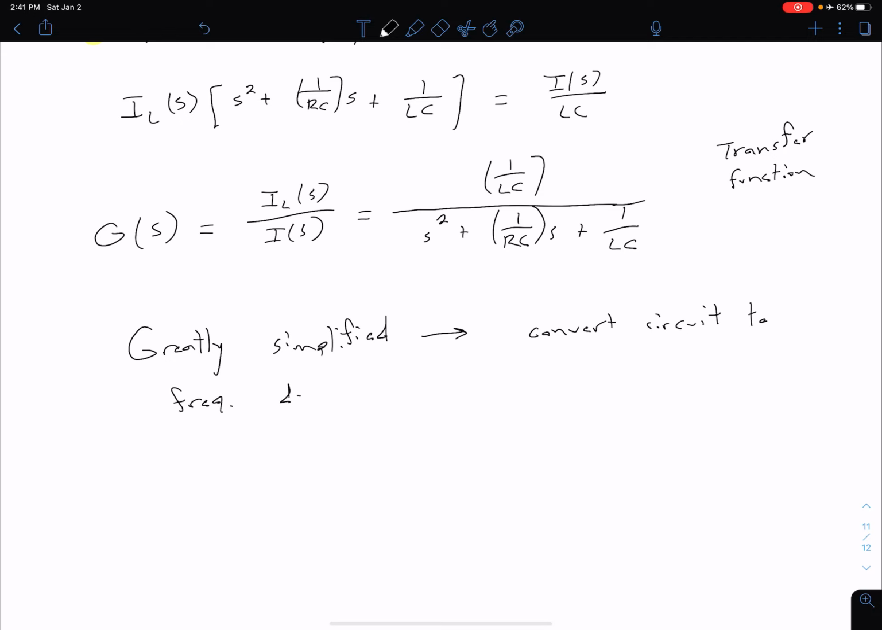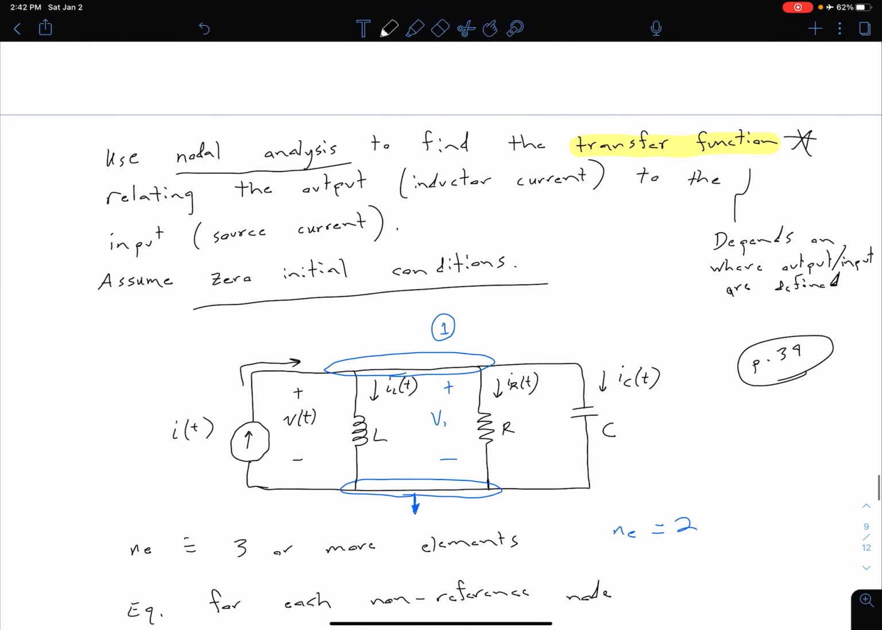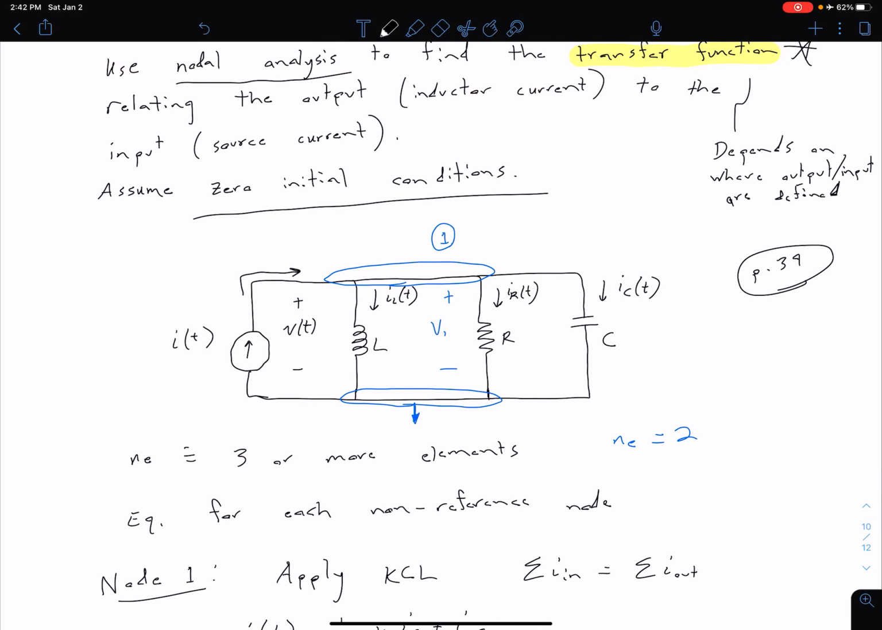And so we're going to see in the next video how to do that, but the basic idea is we're taking the elements themselves, so our inductor, our resistor, our capacitor, and we're going to use something called an impedance and represent that a little differently in the frequency domain.